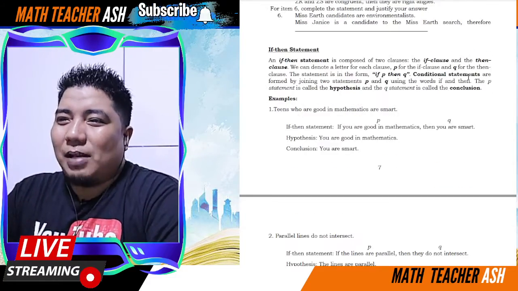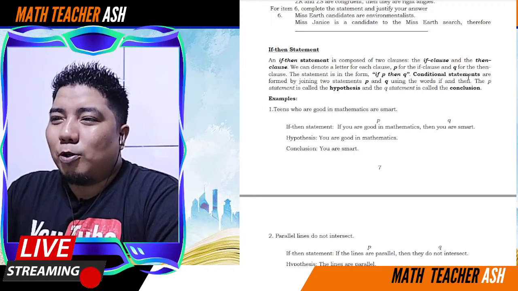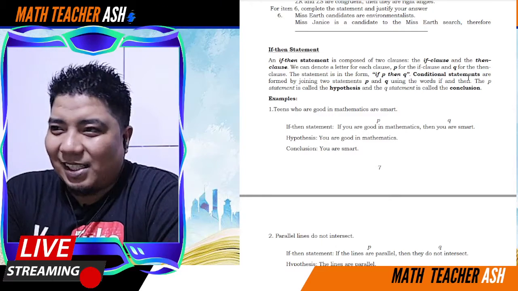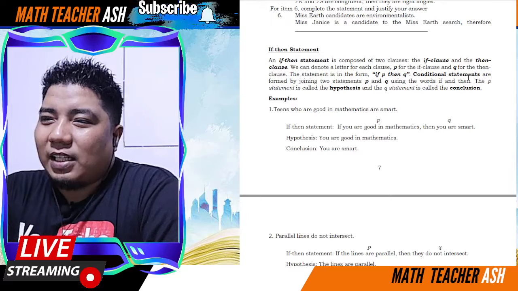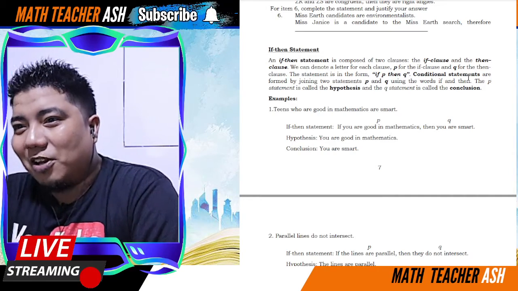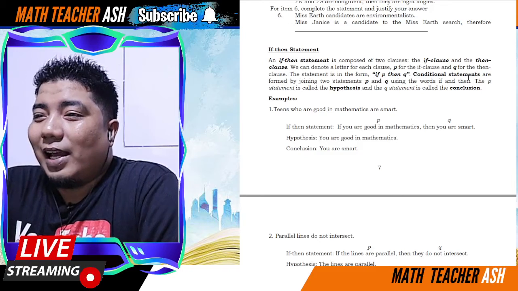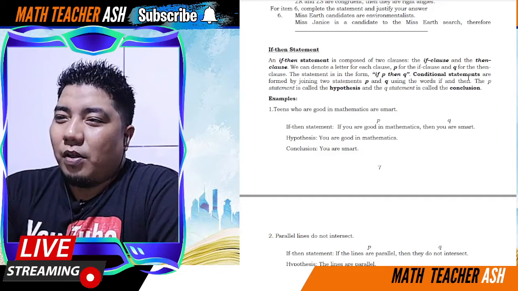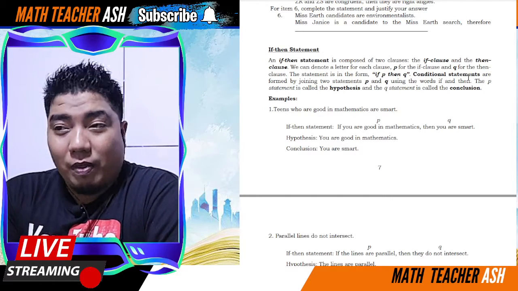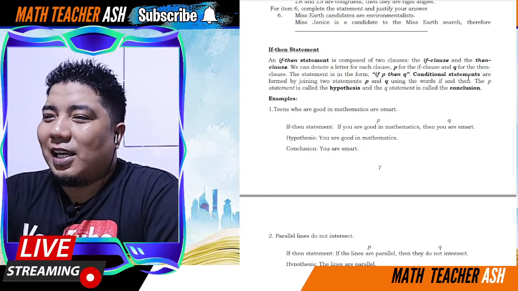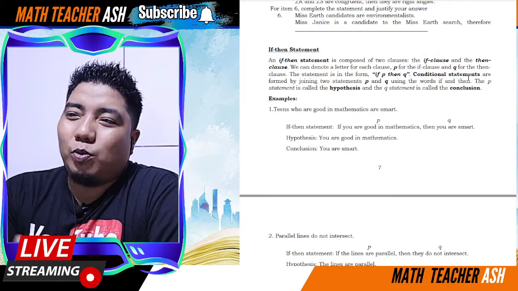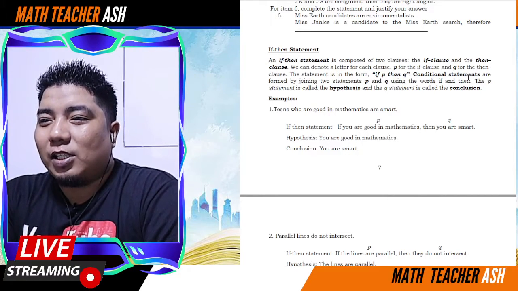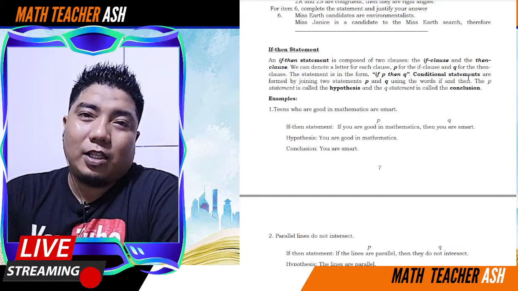Now, if and then statements. So, an if then statement is composed of two clauses, meaning parang dalawang statements, all right? Dalawang phrases, all right? The if clause and the then clause. We can denote a letter for each clause. P for the if clause and Q for the then clause. The statement is in the form if P, then Q. Conditional statements are formed by joining two statements P and Q, using the words if and then. The P statement is called the hypothesis and Q statement is called the conclusion.